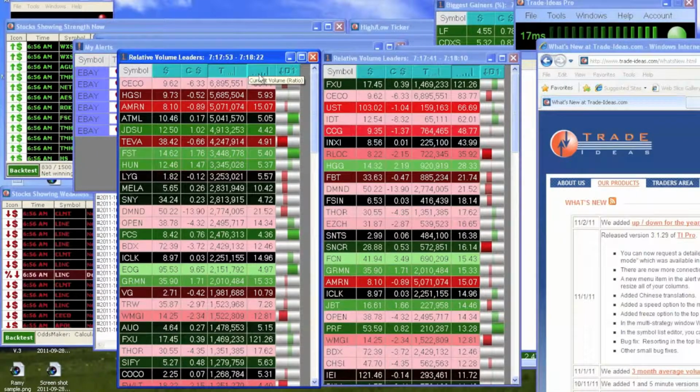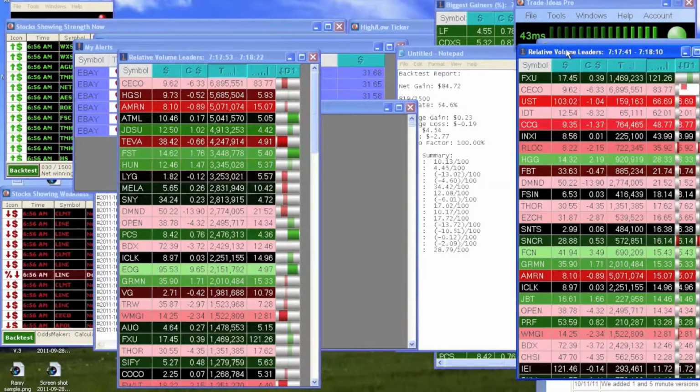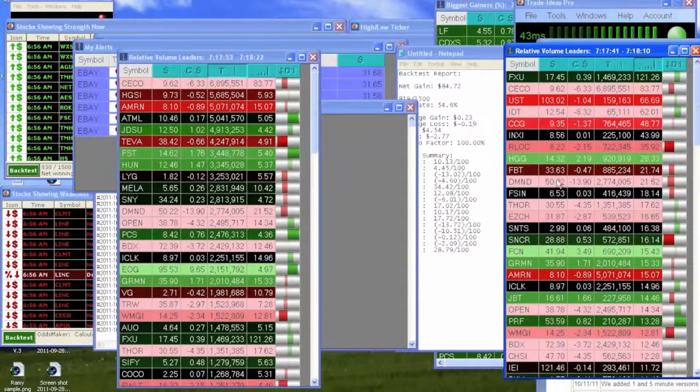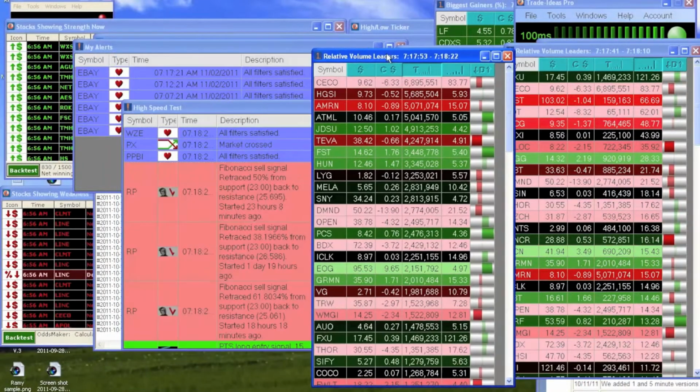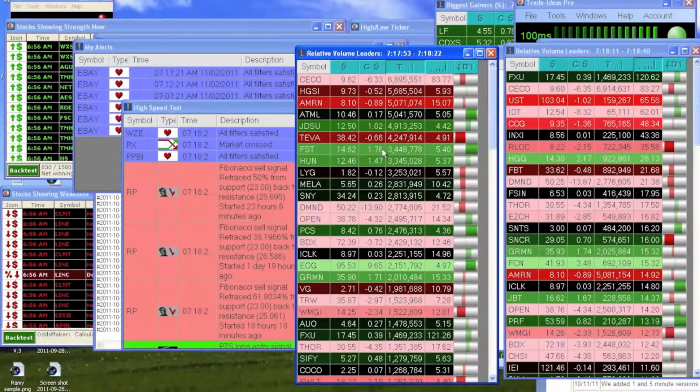Now, what's important is, as I said, that we're sorting twice. We're first finding this 100, then we're resorting by this. Let me show you a different alternative.